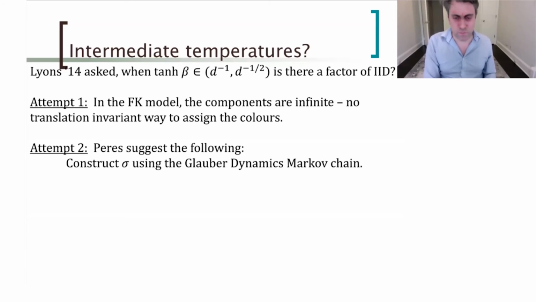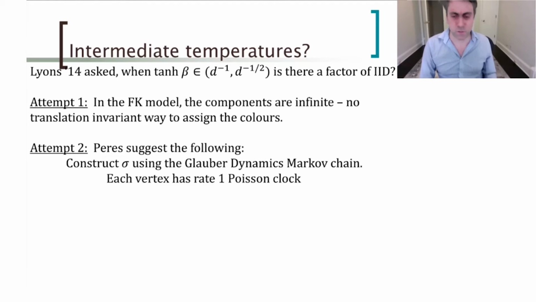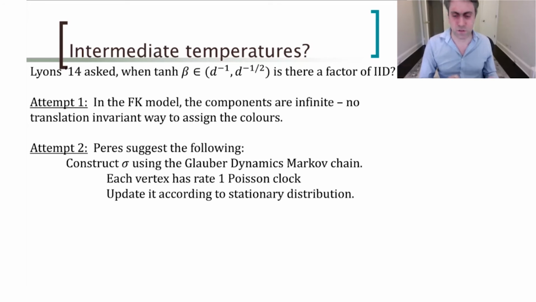A suggestion of Peres was to construct it based on the Glauber dynamics Markov chain for sampling from sigma, and this is something that works in the high temperature regime as well. So the Glauber dynamics is a Markov chain that you can use to sample from spin systems like the Ising model, or really any distribution. You give each vertex a rate 1 Poisson clock, and then when the clock rings, you update it according to its value given the stationary distribution. So you can define this on the infinite tree.